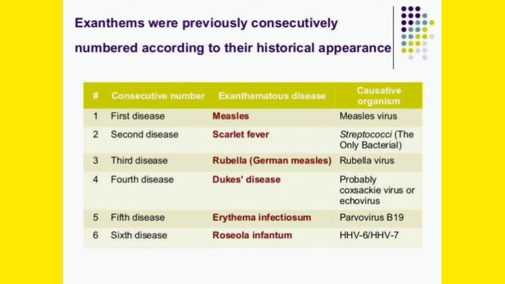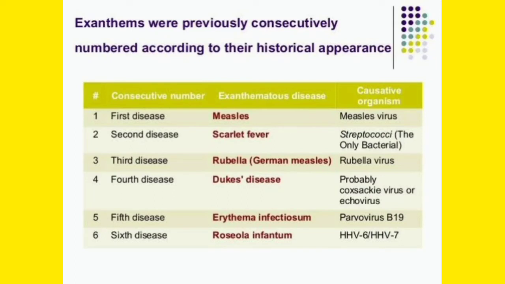Okay, parvovirus B19. Next is the last one, that is roseola infantum. So after you slap the child, fifth disease, you give the rose on the sixth day. So sixth disease. It is caused by herpes virus. Mainly HHV 6, and HHV 7 also sometimes. So remember 6 and 7, herpes 6 and herpes 7.